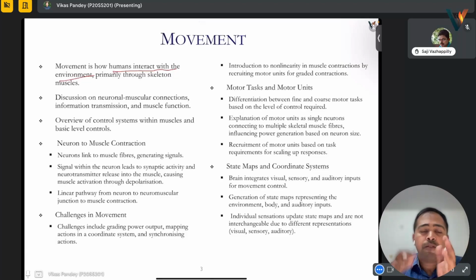So what is mostly covered in this case is neural muscular connections, information transmission, and muscle function.